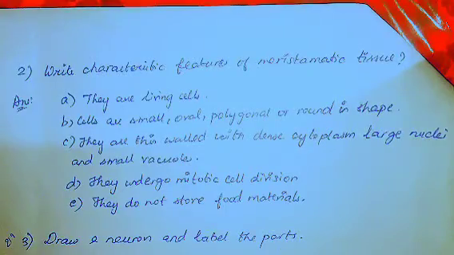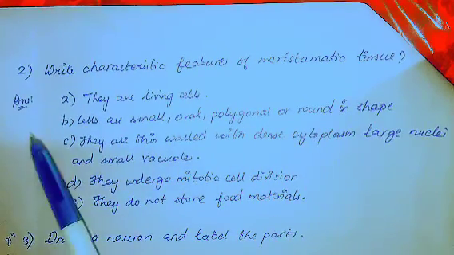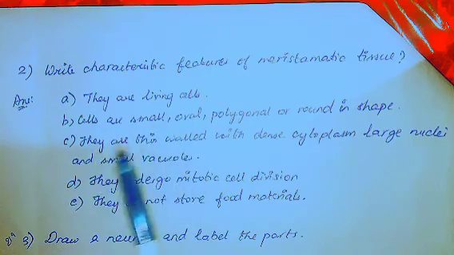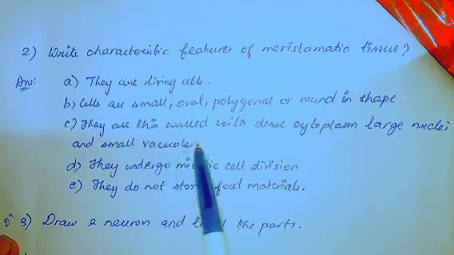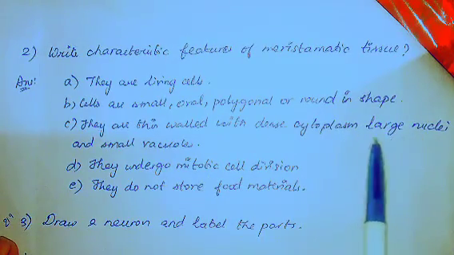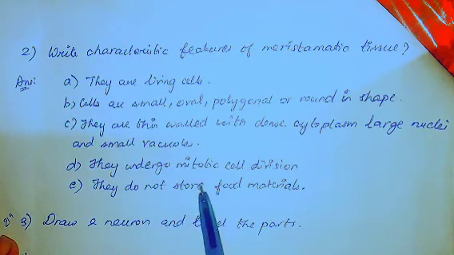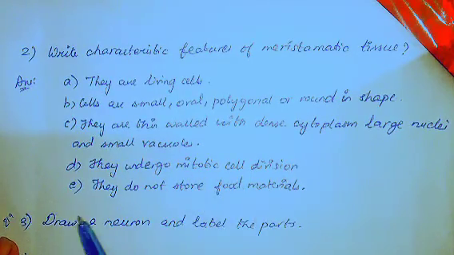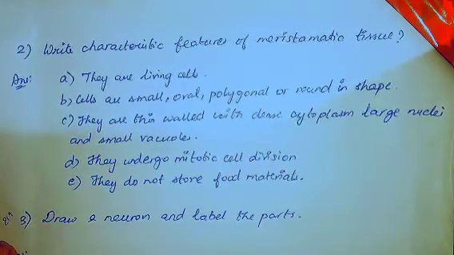Second one, write characteristic features of meristematic tissue. Answer: they are living cells. Cells are small, oval, polygonal or round in shape. They are thin-walled with dense cytoplasm, large nuclei and small vacuoles. They undergo mitotic cell division. They do not store food materials. This is the answer for the second one.